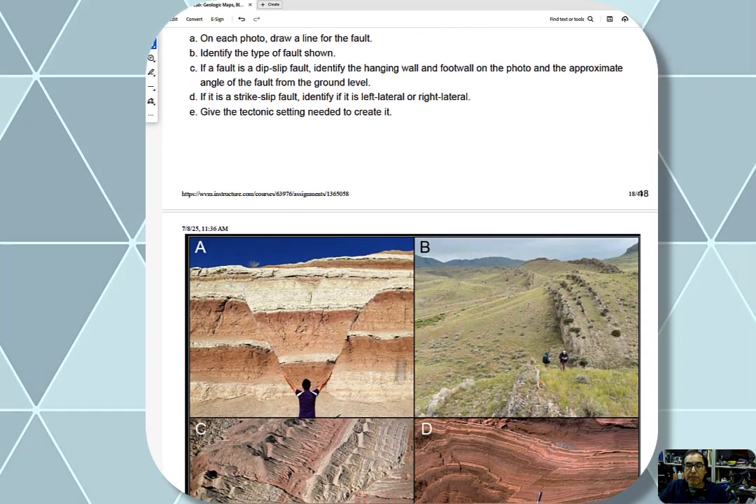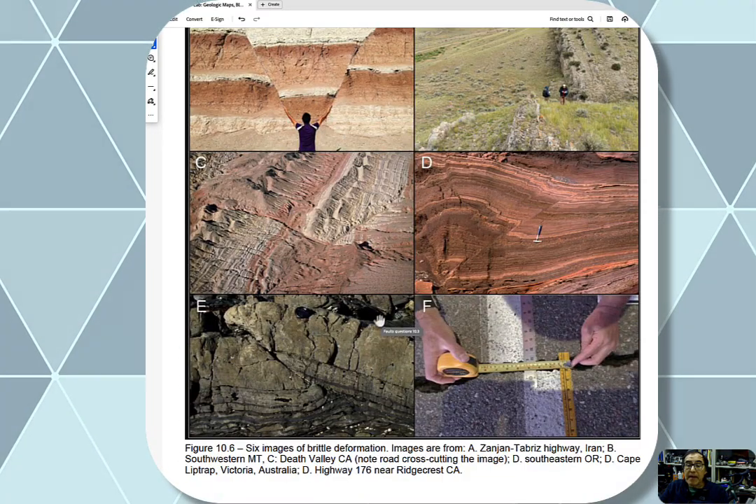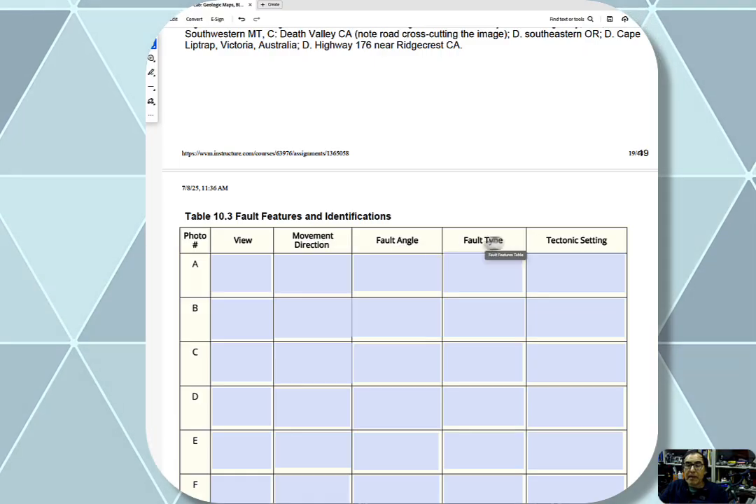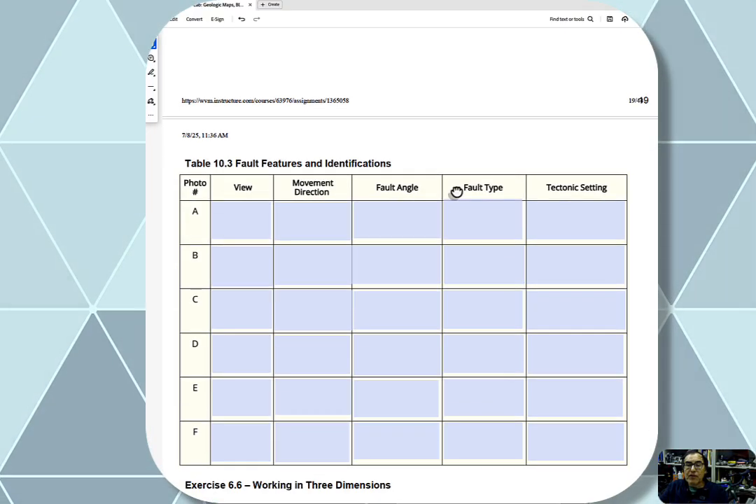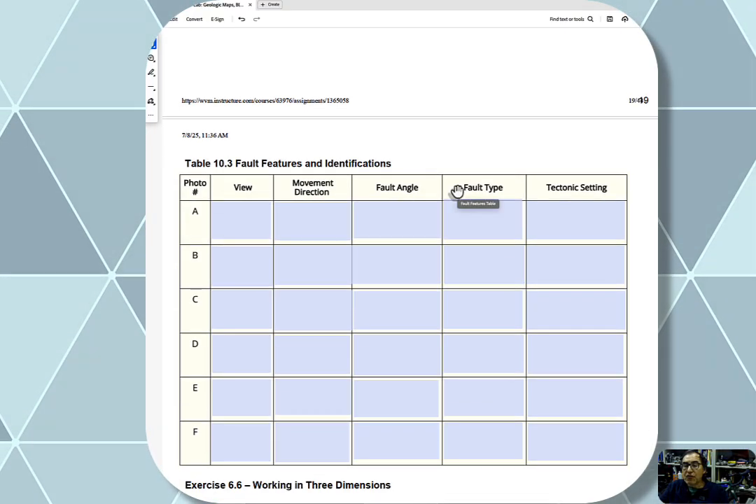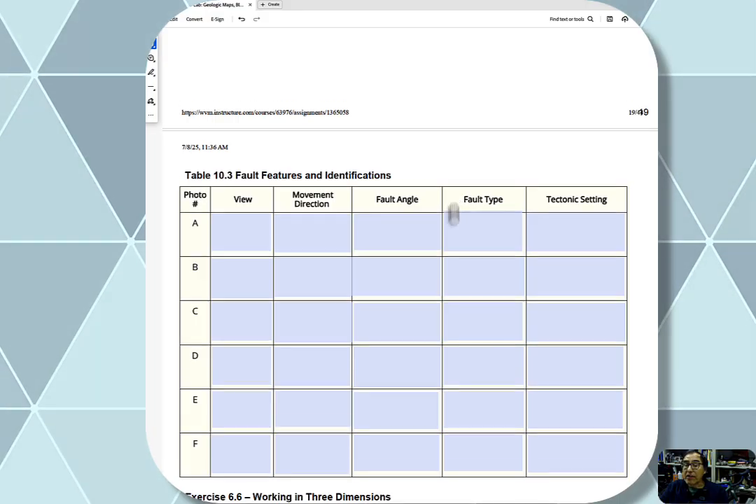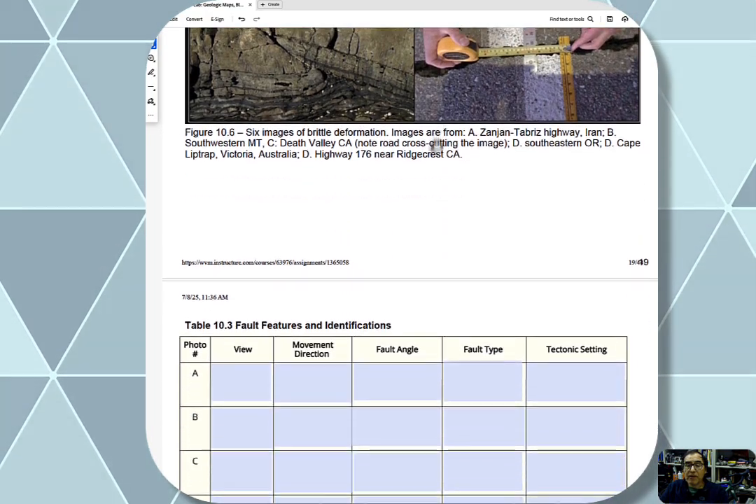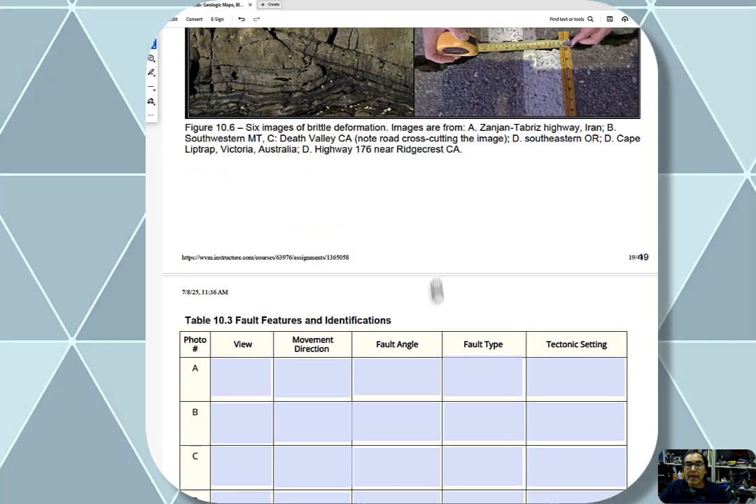You have a series of pictures. You're going to identify the type of faults, fault angle, fault type, tectonic settings. So it's either going to be reverse or thrust, normal, or strike slip, right? So some of them could be strike slip faults. Try to estimate the angle, right?